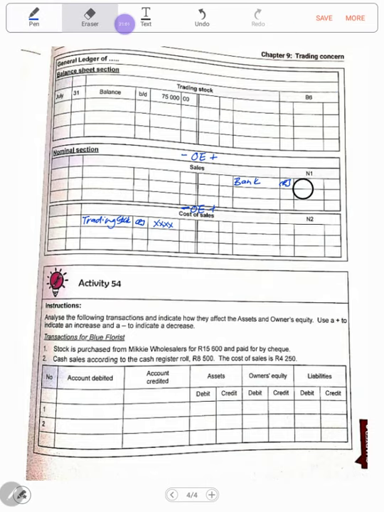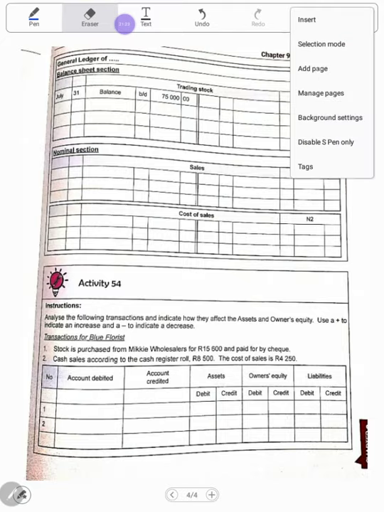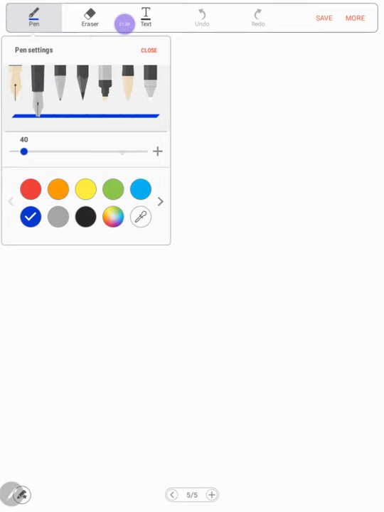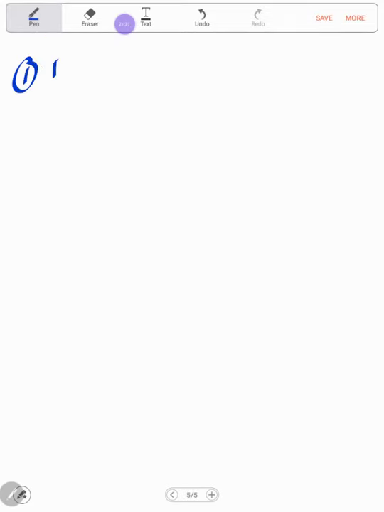Okay, moving on to activity 54. You have to analyze the following transactions and indicate how they affect assets and owner's equity. Use a plus to indicate an increase and a minus to indicate a decrease. Very important when it comes to the accounting equation. You have to ask yourself a golden question. The golden question you ask yourself is, what is happening to bank?